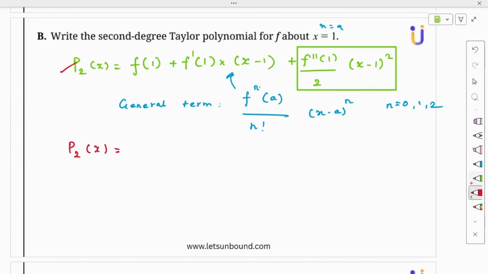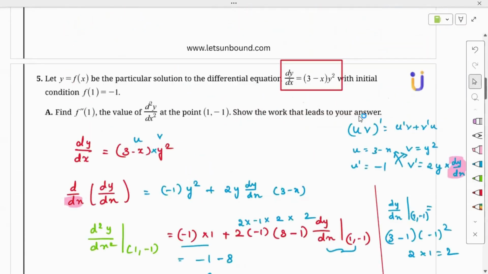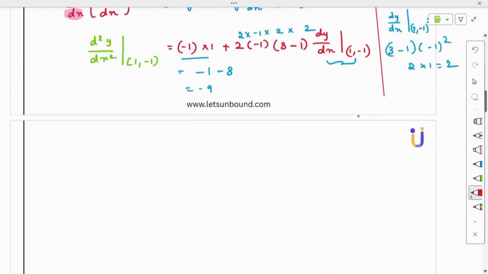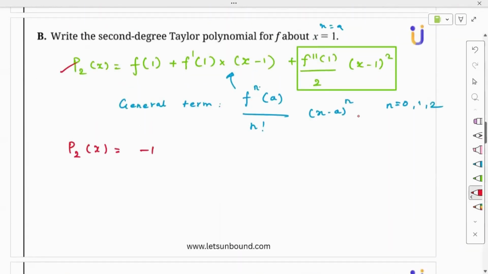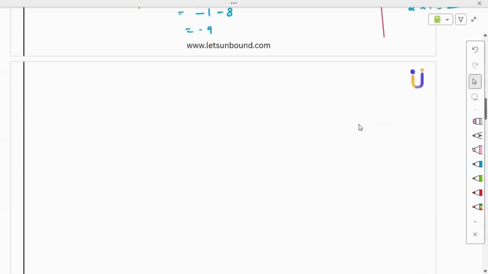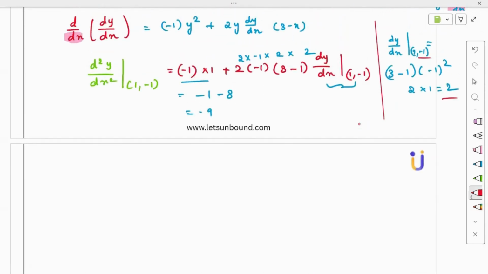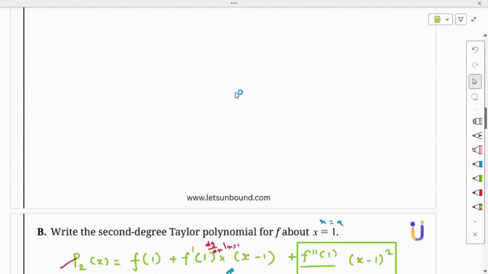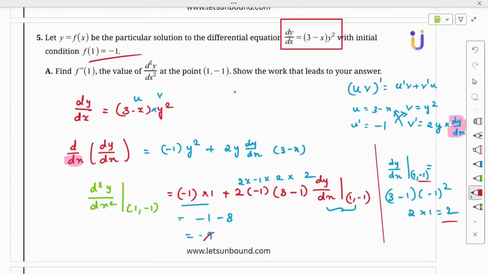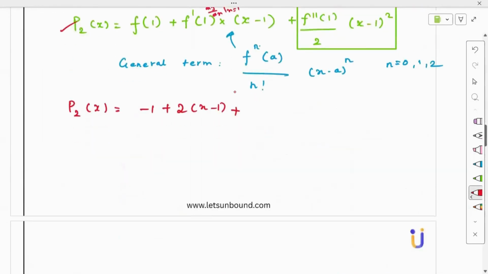f of 1 is well defined in our main thing, minus 1. So we can use it. f of 1 is minus 1 plus f dash of 1, that is dy by dx at x is equal to 1. We already have this. dy by dx is 2, so 2 times (x minus 1). Then f double prime of 1, d square y by dx square, we also find it, it's minus 9. So minus 9 over 2 times (x minus 1) the whole square.